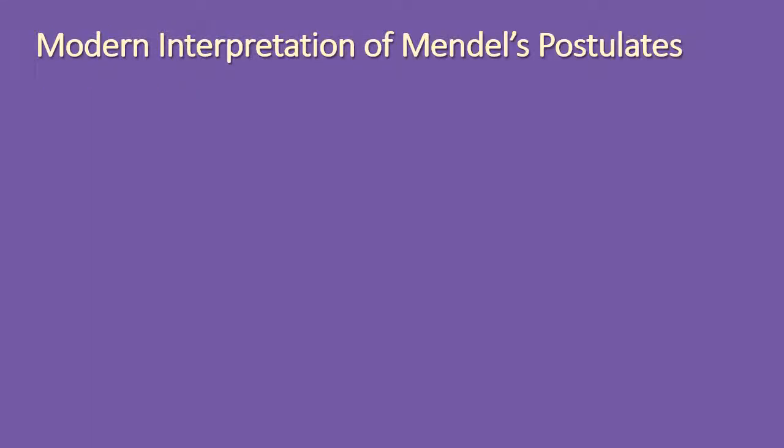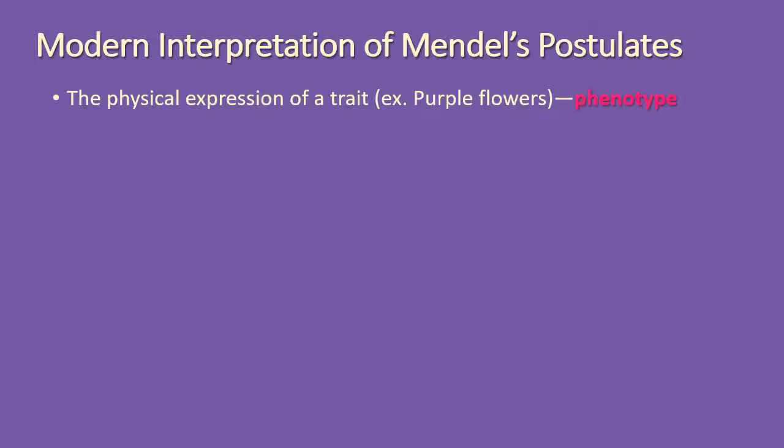So let's go over what we know, the terms that we use to describe the data that Mendel obtained. When we talk about the physical expression of a trait, like purple flowers or tall plants or round seeds, we're talking about the phenotype. We call that the phenotype. And these unit factors that Mendel discovered, we call these genes. We know that these are genes that are present on chromosomes.